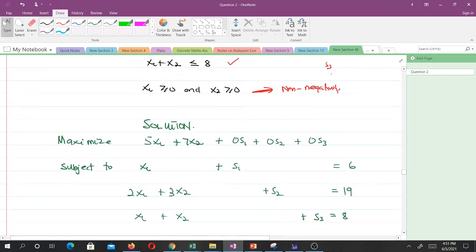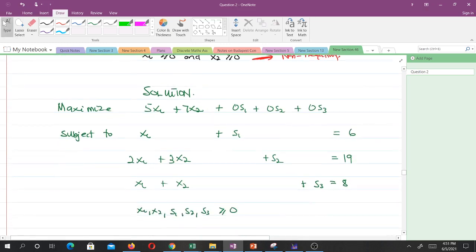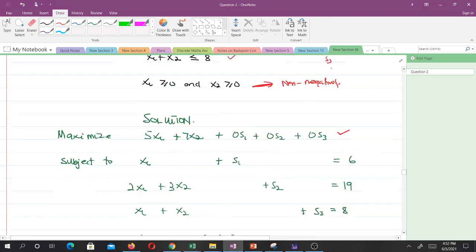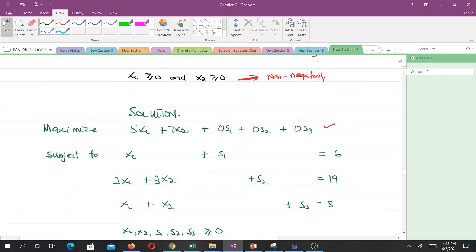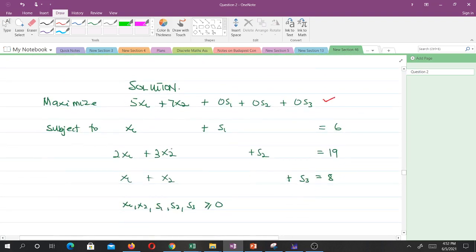So when you write our LP model in standard form, you're going to get 5x1 plus 7x2 plus 0S1 plus 0S2 plus 0S3, because now we are adding slacks. And we said that the slacks have objective function coefficient equal to 0, so that's the reason why you can see that we have 0 attached to all of them. Then subject to: the first constraint was x1 less than or equal to 6, but now we have to add a slack variable to it and change the less than or equal to into an equality. So there it is.